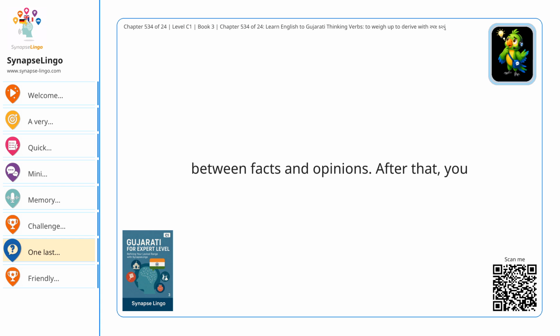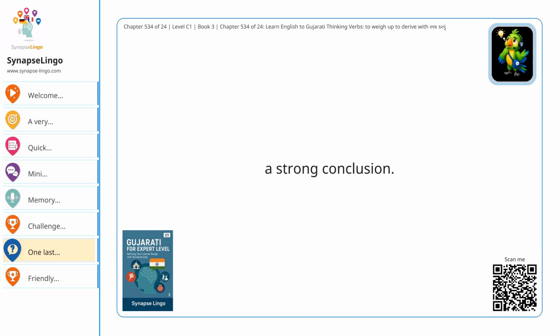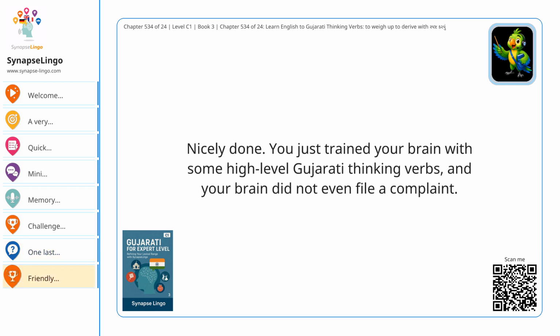After that, you classify (વર્ગીકૃત કરવું) your examples into neat groups. Finally, from all that work, you derive (ઉત્પન્ન કરવું) a strong conclusion. Look at you, very scholarly, mildly dangerous, friendly conclusion. Nicely done. You just trained your brain with some high-level Gujarati thinking verbs, and your brain did not even file a complaint.